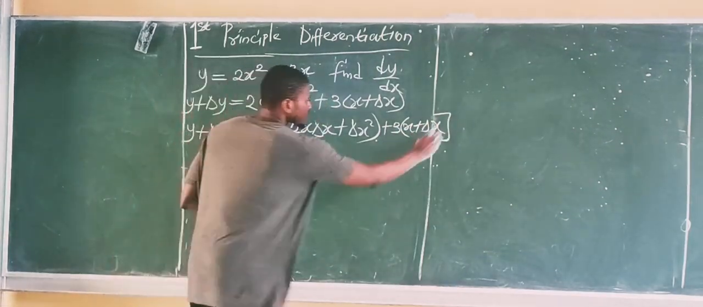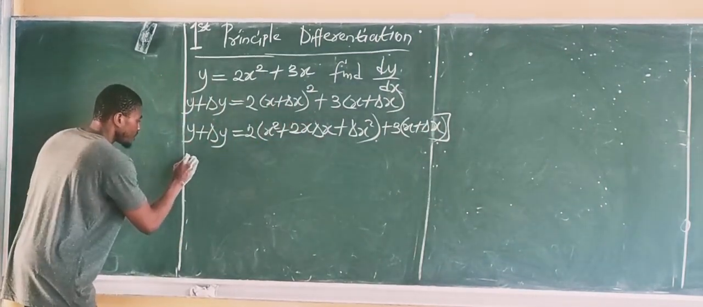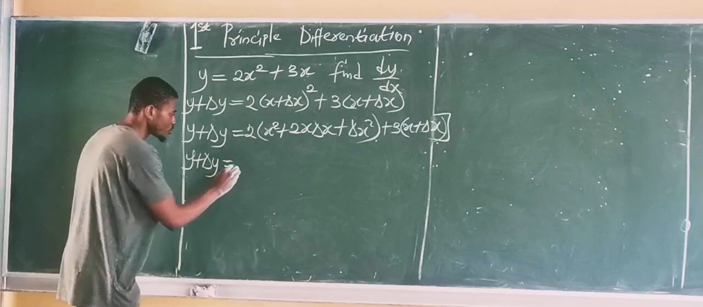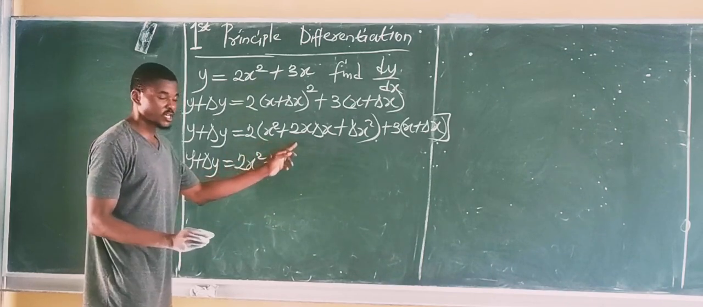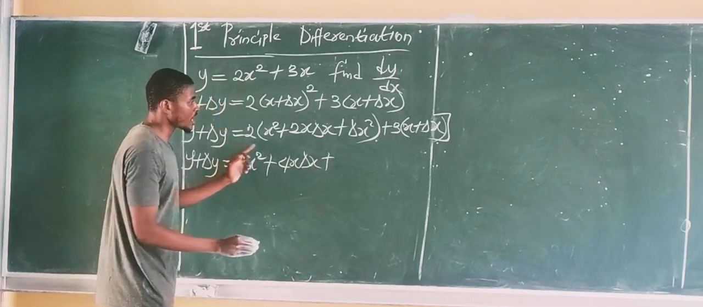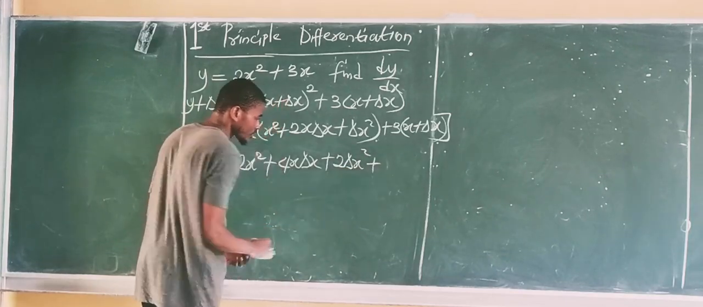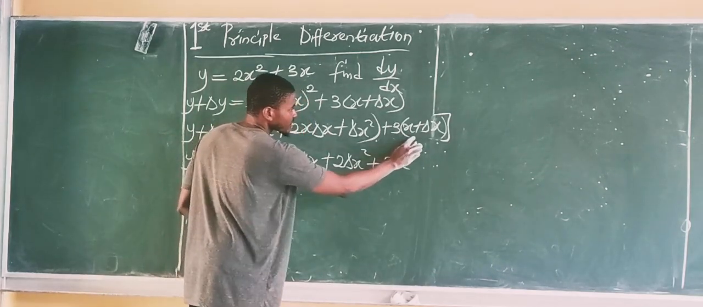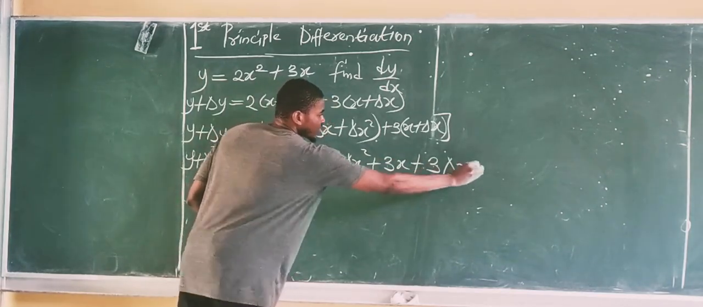So we have this. Alright, so let's now expand the brackets and see what we are going to have. We have y plus change in y is now equal to 2 times x squared will give me 2x squared plus 2 times 2x change in x will give me simply 4x change in x plus 2 times change in x squared will give me 2 change in x squared, alright, plus if I expand this bracket, I will simply have 3x, 3 times x is 3x, plus 3 times change in x is 3 change in x.